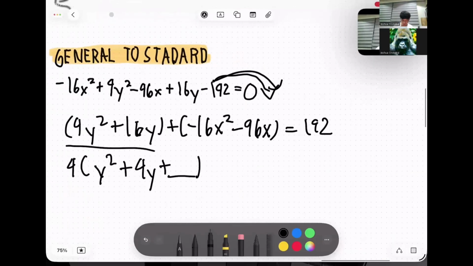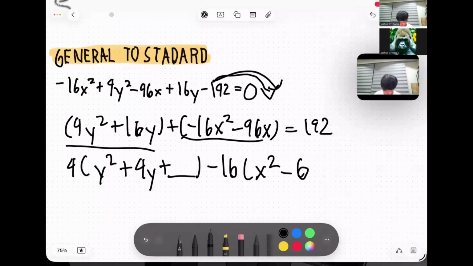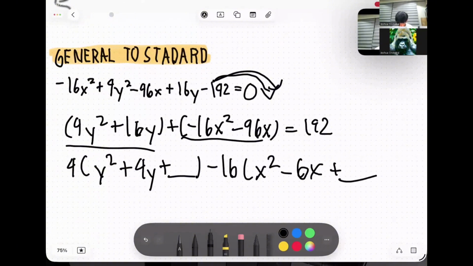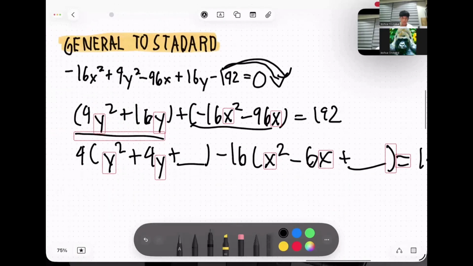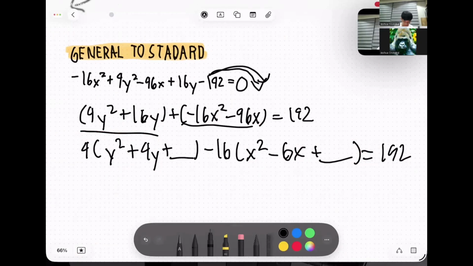Then this is also divisible by negative 16, so this will become negative 16 times x squared minus 6x plus blank equals 192. After this, we just complete the square. So 4 divided by 2, times 2, so 4 squared. Then negative 6x: 6 divided by 2 is 3, then square that, it's going to be 9.